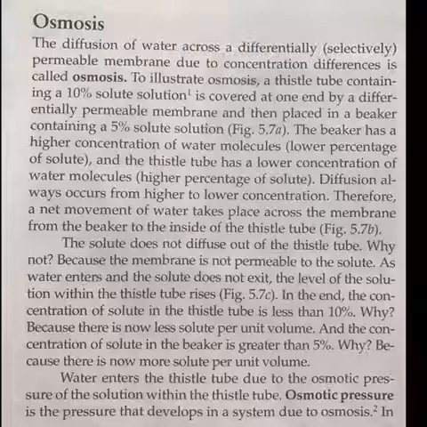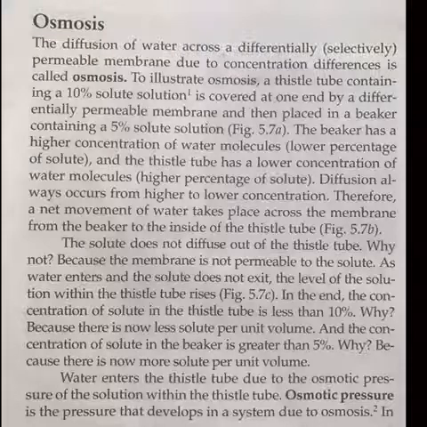The diffusion of water across a differentially permeable membrane due to concentration differences is called osmosis. To illustrate osmosis, a thistle tube containing a 10% solute solution is covered at one end by a differentially permeable membrane and then placed in a beaker containing a 5% solute solution. The beaker has a higher concentration of water molecules, lower percentage of solute, and the thistle tube has a lower concentration of water molecules, higher percent of solute.